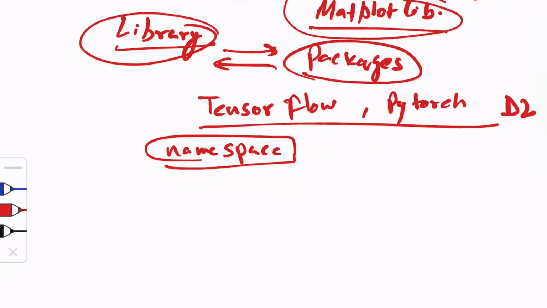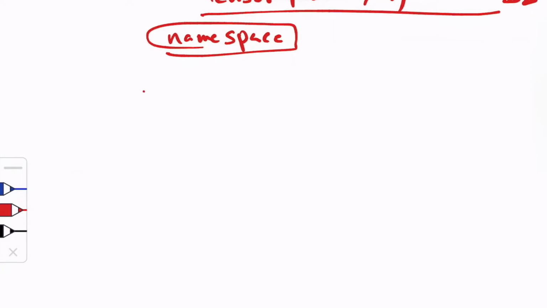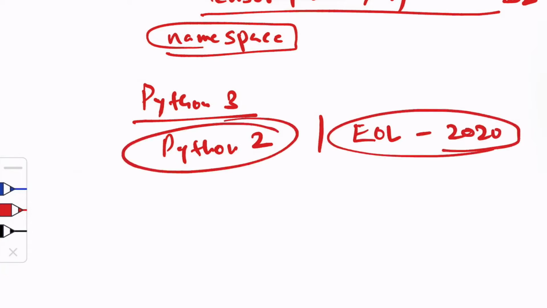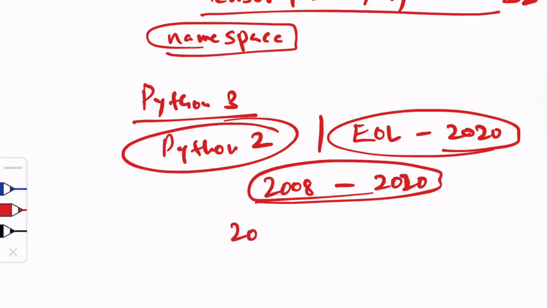Okay, now currently the version which we are using is Python 3. Okay, Python 2 was the earlier version and it became EOL in the year 2020. So now there is no use in learning Python 2. I think it was there from 2008 to 2020. And from 2020 onwards, any new development which is happening will only happen in Python 3. Okay.